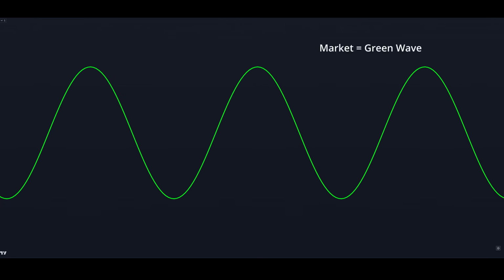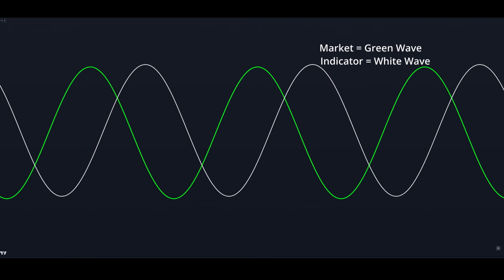Let's imagine the market is just a simple sine wave. If I put a moving average indicator over the market, it will obviously lag by some amount. Its movement will be delayed and the tops and bottoms of the moving average will be slightly offset from the actual tops and bottoms of the price.